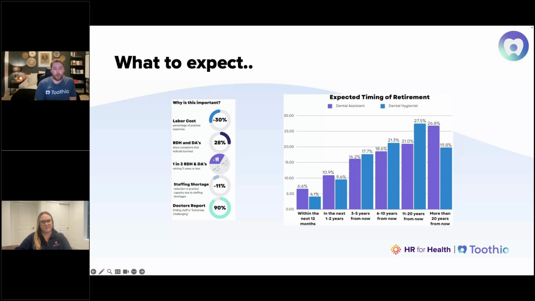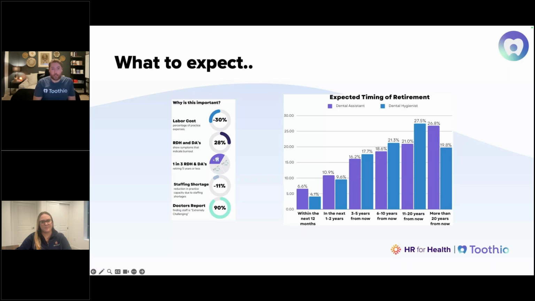About a third of RDHs and DAs are showing signs of burnout. I'll talk about this a little bit later, but about half of the reasons for dental professionals quitting and leaving, or attrition, is due to some burnout-related symptom. And then, like I mentioned, 1 in 3 RDHs and DAs are retiring in the next 5 years. There's a massive staffing shortage. We're about 11% understaffed as a market, and most doctors are reporting that it's extremely difficult to find staff.